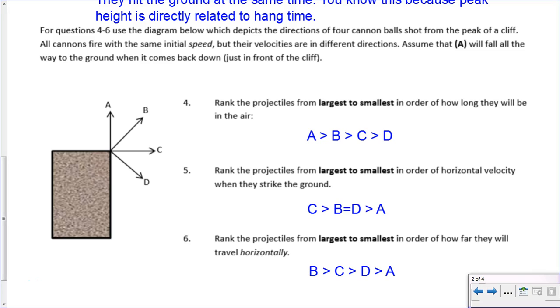Question 6 says rank the projectiles from largest to smallest in order of how far they will go, or how far they're going to travel horizontally, that is, in terms of their horizontal range. So if you look at these, hopefully it makes sense that B is going to go the furthest because it's going up into the air, and so it has a horizontal velocity that is more ideal, and then C after that, and then D, and then A. A is not going to go anywhere because A is just going to go up and come straight back down, so A won't go anywhere.